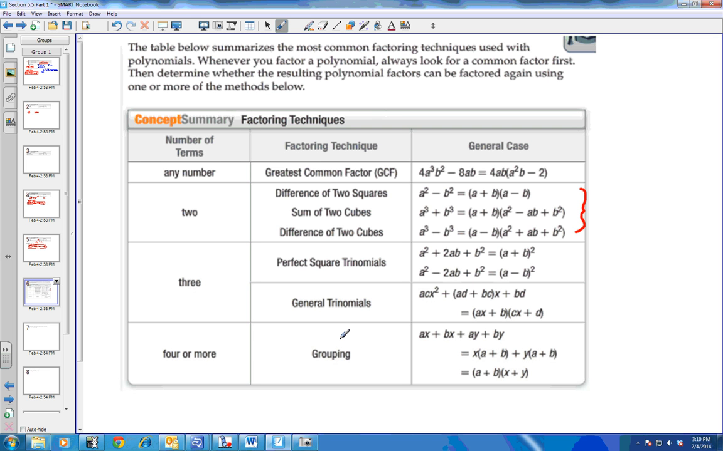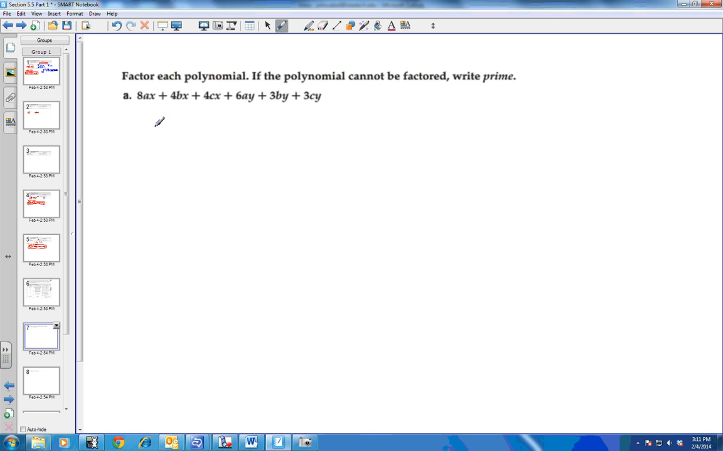So the next types of problems that we're going to have are four or more terms, and we're going to solve or factor these by grouping. So in this problem, factor each polynomial, and if the polynomial cannot be factored, write prime. So the first thing I always check and see, look at all my numbers. Is there something I can factor out of every single one of these terms? Do all of them have something in common? And unfortunately, they don't.